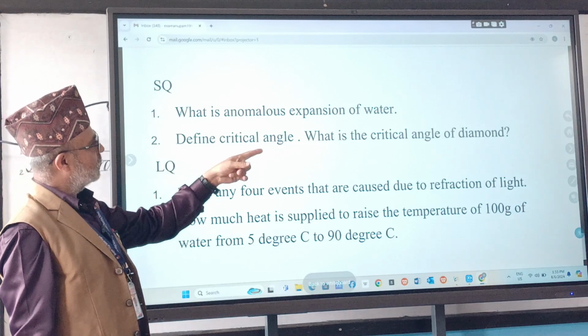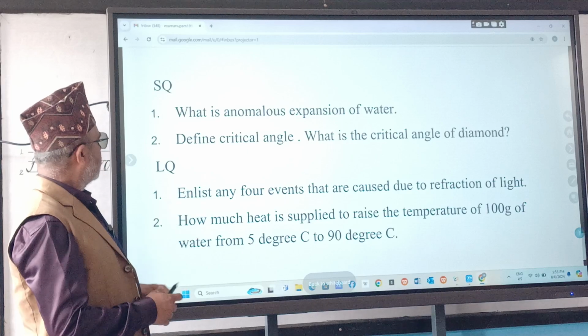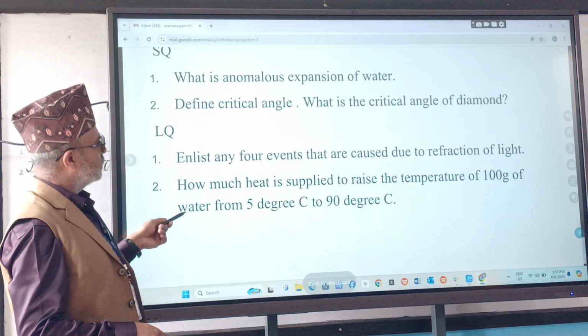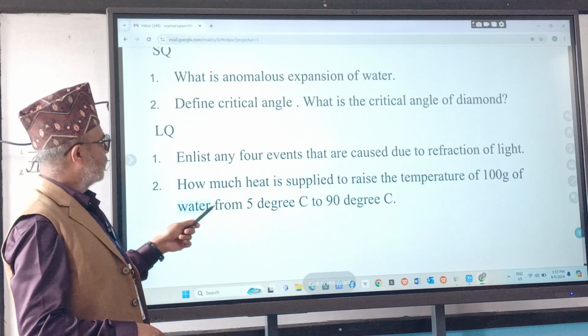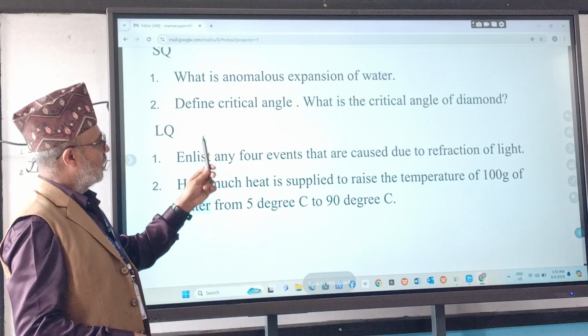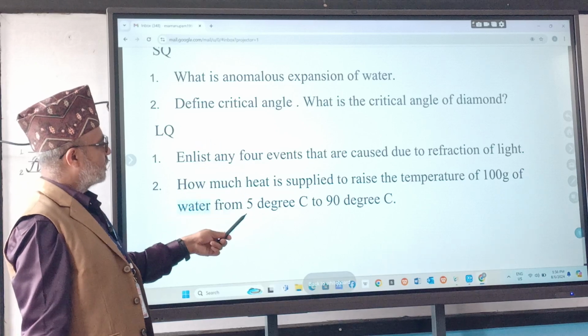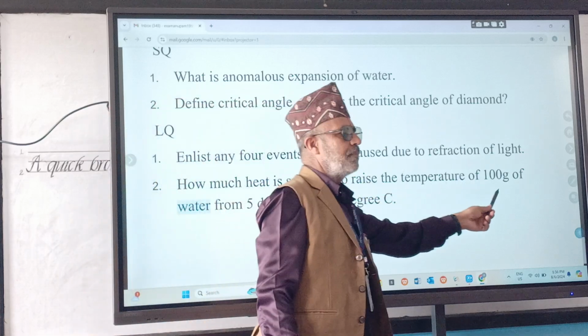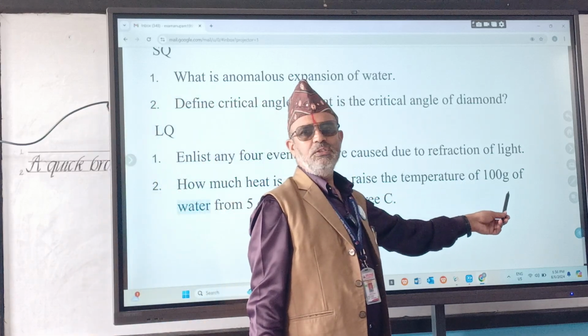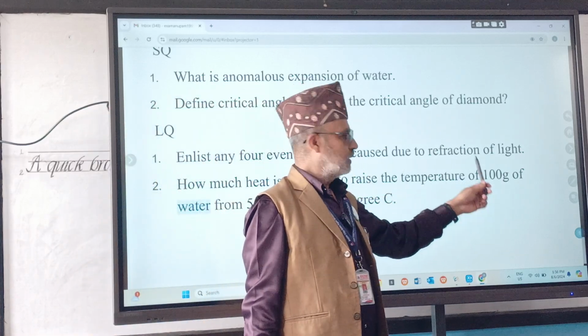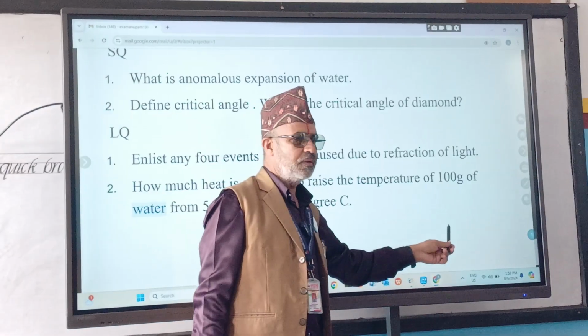Define critical angle. What is the critical angle of a diamond? Enlist any 4 events that are caused due to refraction of light. How much heat is supplied to raise the temperature of 100 gram of water from 5 to 90 degree centigrade? Here we have to remember it's given in gram, so you have to change into kg. 0.1 kg means 100 by 1000.